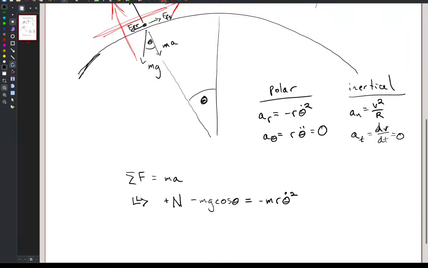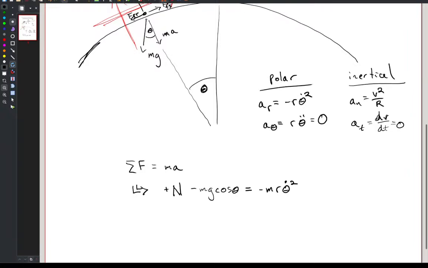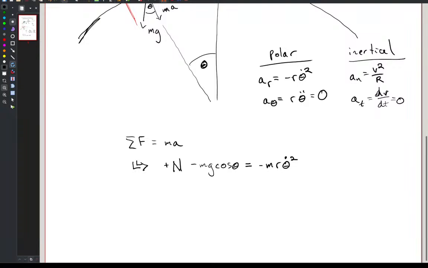So now, because really what we're asked for is how fast do we need to go so that we don't lose contact, but we have two unknowns, theta dot or V, so V and theta dot are connected, and N. We can assign that, because N needs to be a positive value if it's in contact with it. So set N to 0. We'll find max speed, because you can't have a negative normal force.